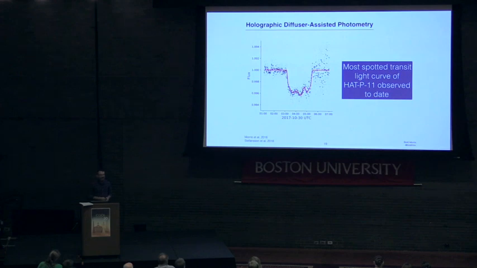Second to last, we are continuing to measure transit photometry from the ground. It's significantly more challenging to do from the ground, but we have a trick up our sleeve in the form of a holographic diffuser, thanks to some great work by Gumi Stephenson and the team at Penn State. And we are able to continue measuring spot occultations from the ground and found recently that HAP-P11 is more spotted than ever.